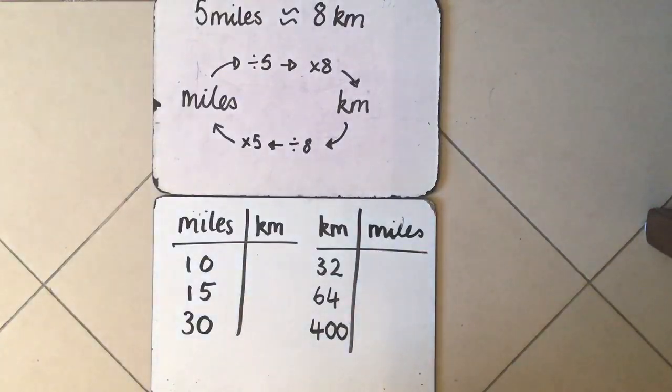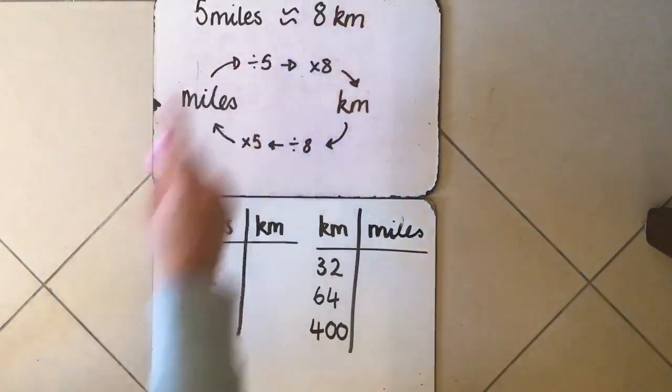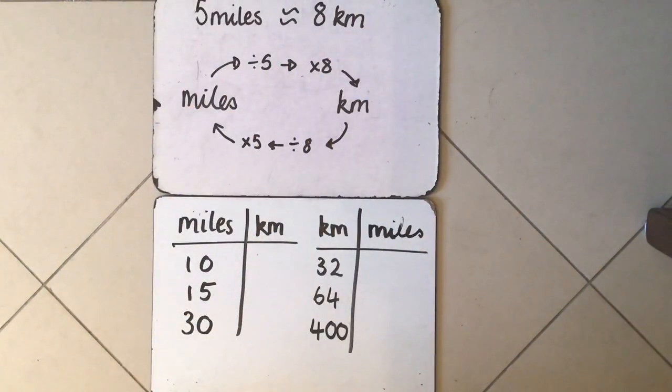Hi everyone, today we're looking at converting between miles and kilometres. I'm going to introduce you to a new symbol today, and that's going to be this one. It looks a bit like the equal sign, except it's a little bit wavy, and that's because it kind of means equal to, except that it means approximately equal to.